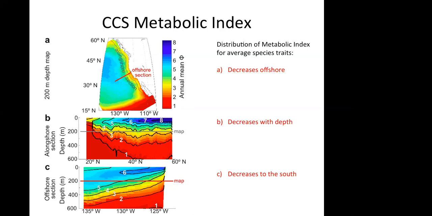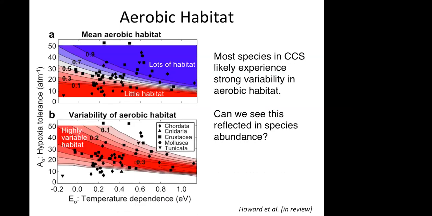It also decreases with depth for most species traits, and it decreases toward the south. So if we want to look for geographic range boundaries associated with a metabolic index, we wouldn't look for the offshore range limit, but we could look for depth and southern range boundary limits due to the supply-demand ratio of oxygen as characterized by the metabolic index.